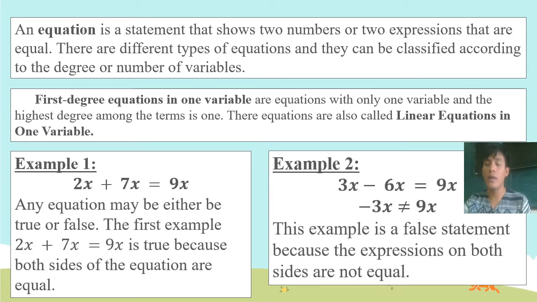Example number 2. 3x minus 6x is equal to 9x. When you subtract 6x from 3x, that will result in negative 3x. So negative 3x is not equal to 9x. This symbol is called not equal to. Therefore, this example is a false statement because the expressions on both sides are not equal.